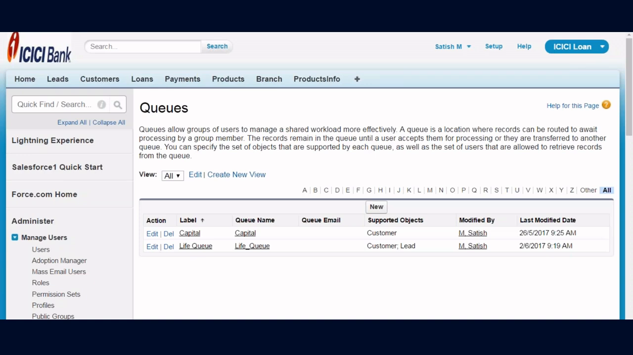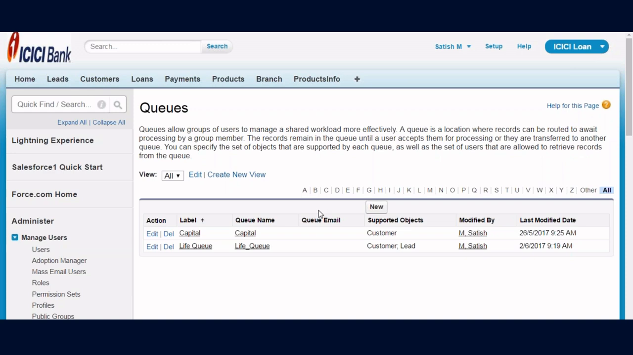What is the difference between queue and a public group? Public group is a group of users, but they cannot be an owner. Queue can be used only as an owner of the record. Public group can be used in all other concepts.